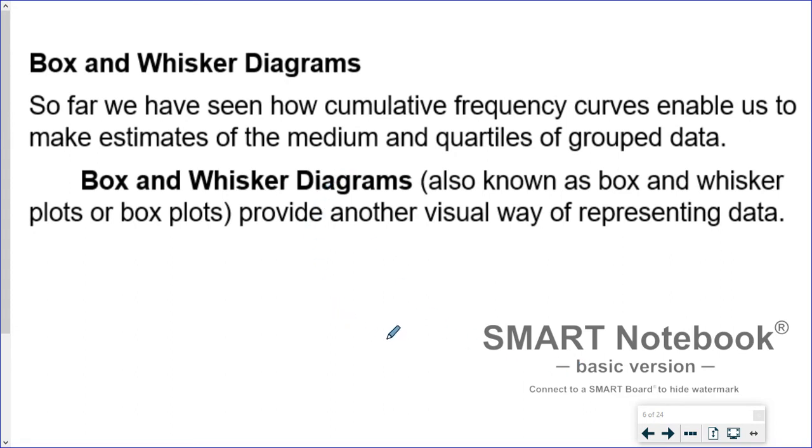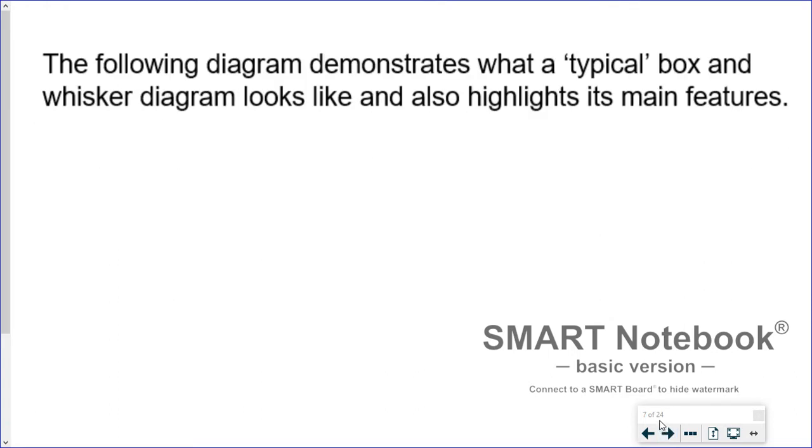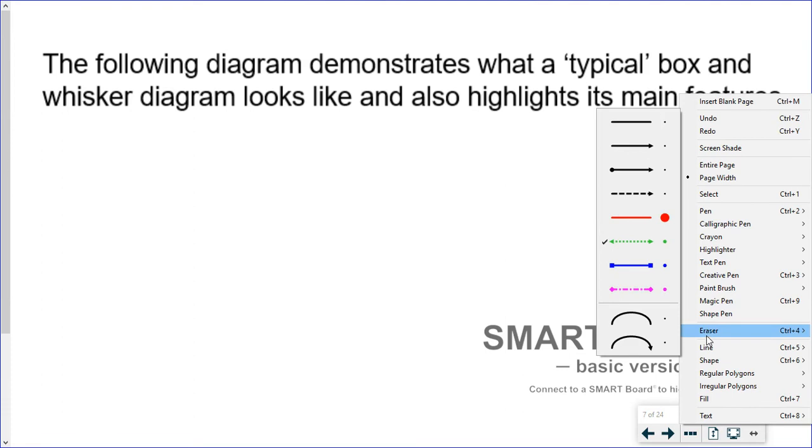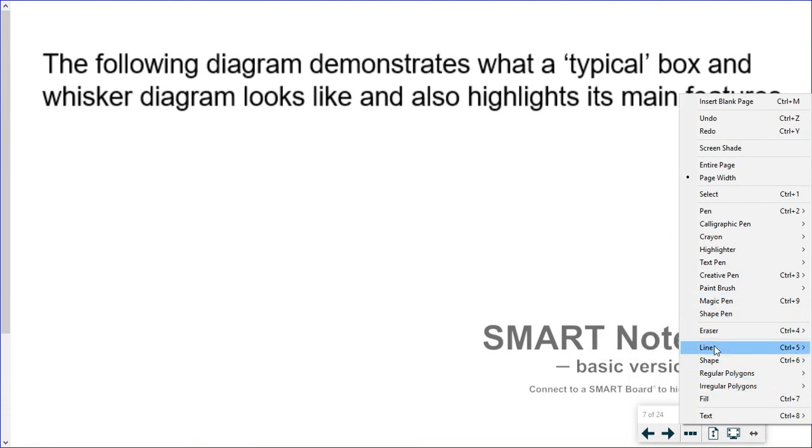All right, so far we have seen how cumulative frequency curves enable us to make estimates of the median and quartiles of grouped data. All right, box and whisker diagrams provide another visual way of representing the data. The following diagram demonstrates what a typical box and whiskers diagram looks like and also highlights its main features. Okay, so I'll kind of show you what one of these may look like.